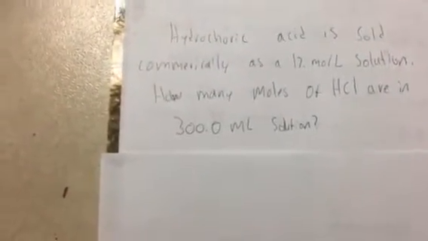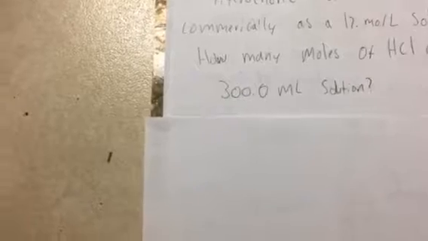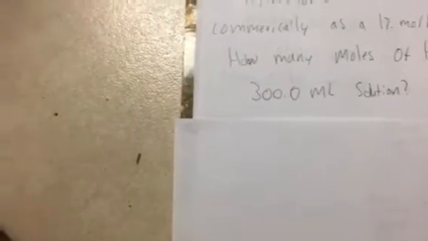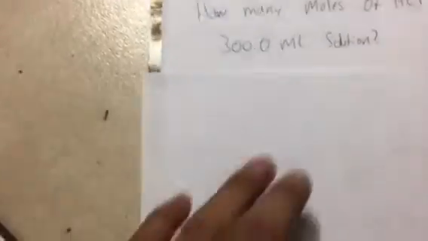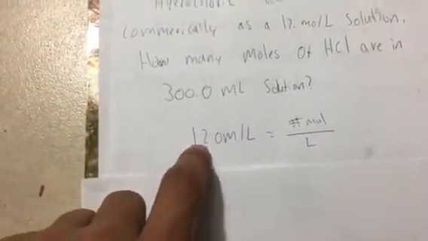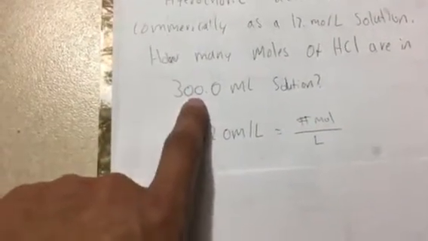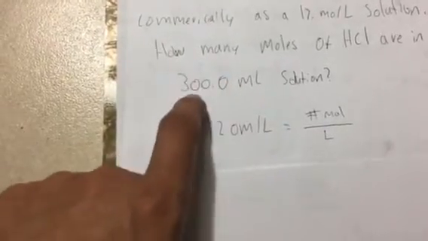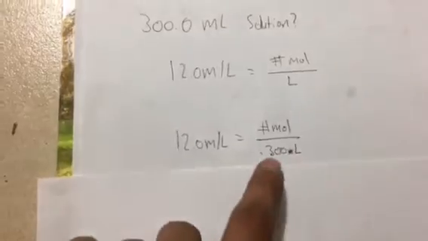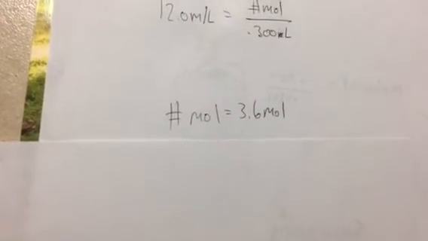Hydrochloric acid is sold commercially as a 12.0 moles per liter molarity solution. How many moles of hydrochloric acid are in 300 mL of solution? First things first, this is going to be a molarity problem. We already set up the equation, so they give you the molarity, which is 12. Now, we have to find the number of moles, but they already give you the volume in milliliters, so you're going to have to convert that into liters, which will be 0.3 liters. Next up, we just multiply the denominator with 12, and it should give you 0.36 moles.